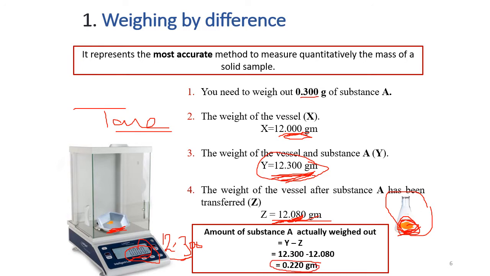Yep. And I asked you to weigh 12.3. Now you told me that my accurate weight is 12.22. No problem. It's okay because this is just the accurate measurement. You were desired to weigh 12.3. If you added 12.3, 12.31, 12.32, it's okay. And whatever you get by difference will also be okay.